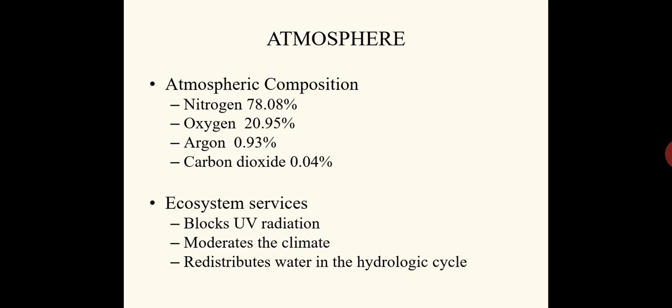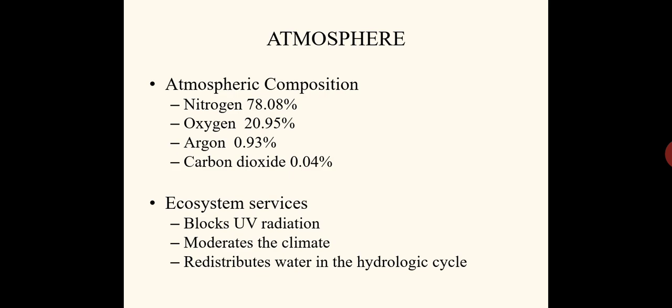Coming to the composition of the atmosphere, the main constituent is nitrogen, about 78.08 percent, around 78 percent. Oxygen is around 20.95 percent, that is 21 percent, argon 0.93 percent, and carbon dioxide 0.04 percent. So the majority is nitrogen with 78 percent and oxygen around 21 percent. The rest is only in minute quantities. This comprises our atmosphere.